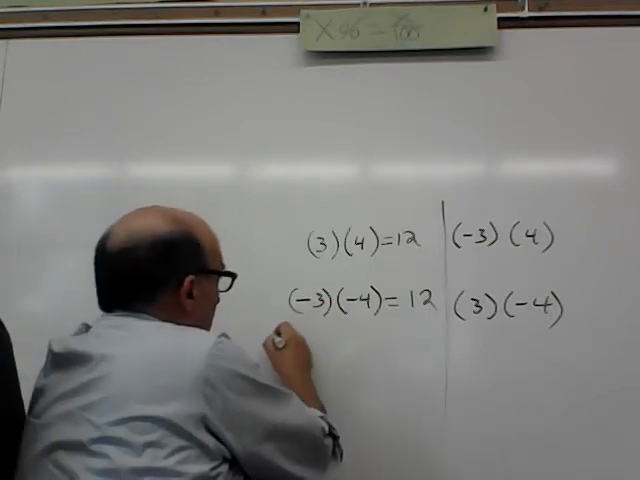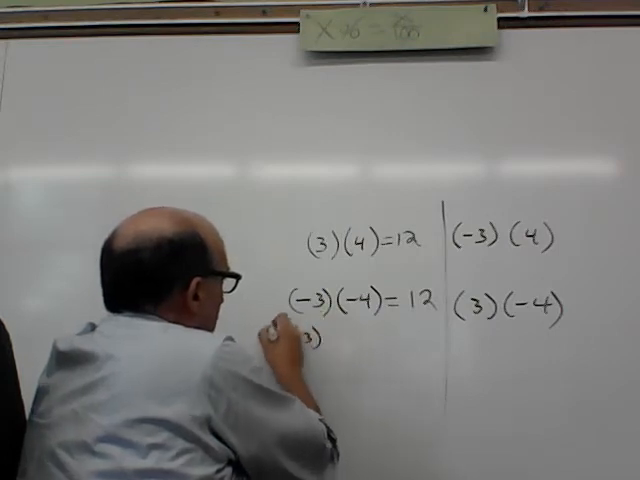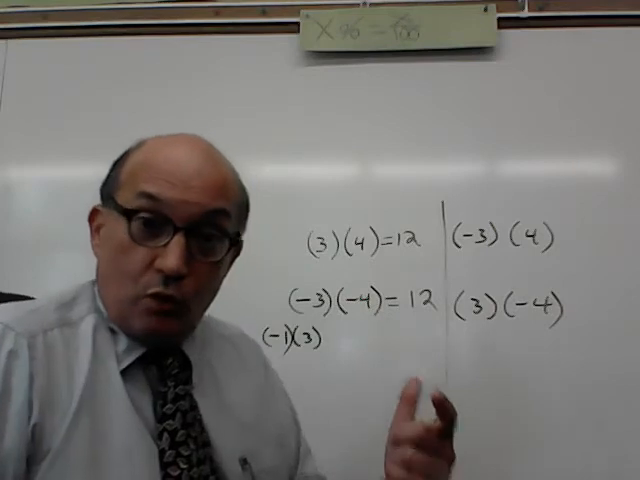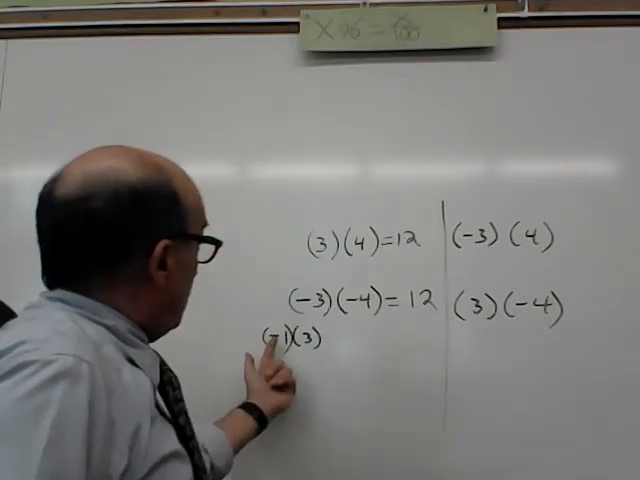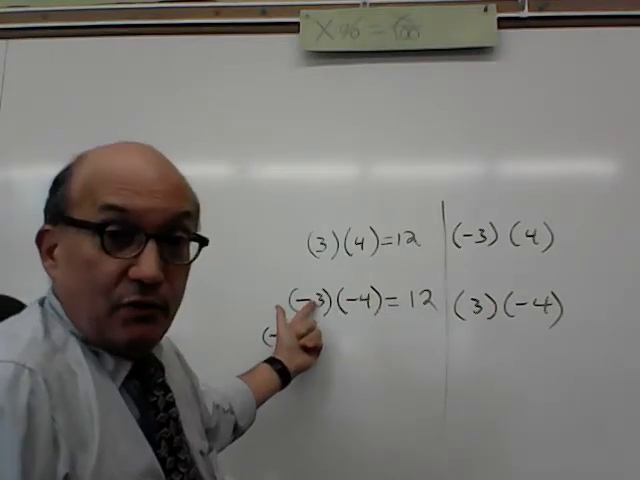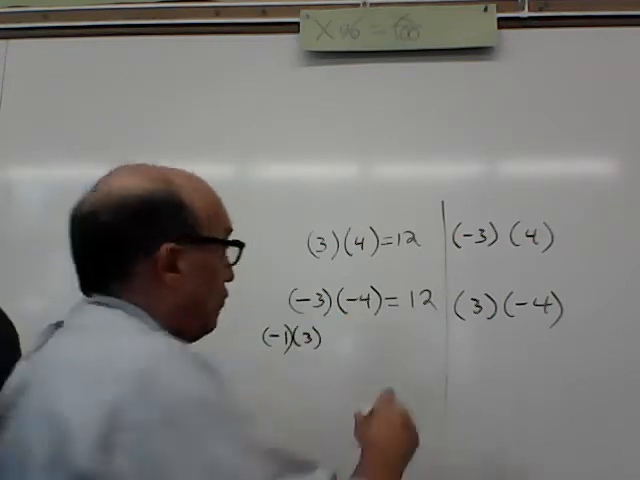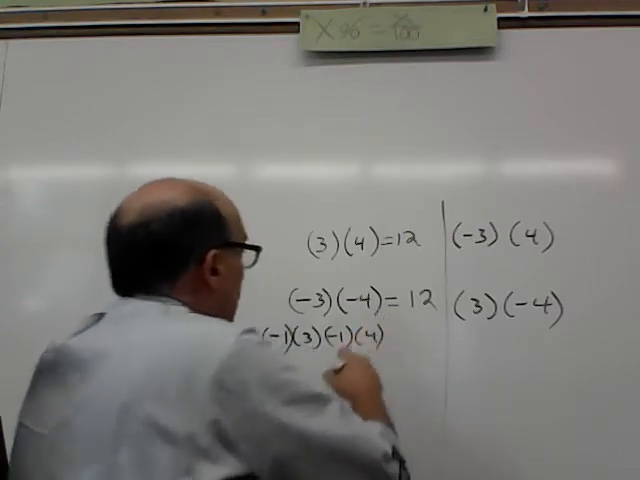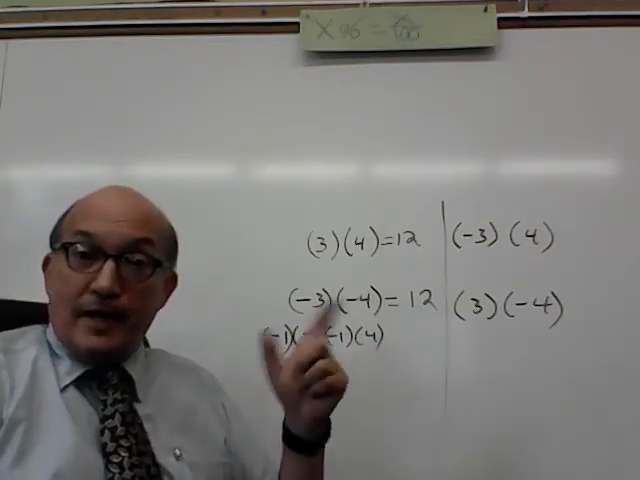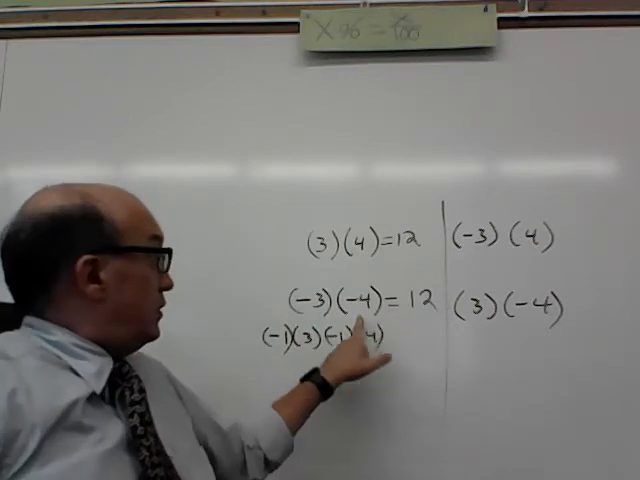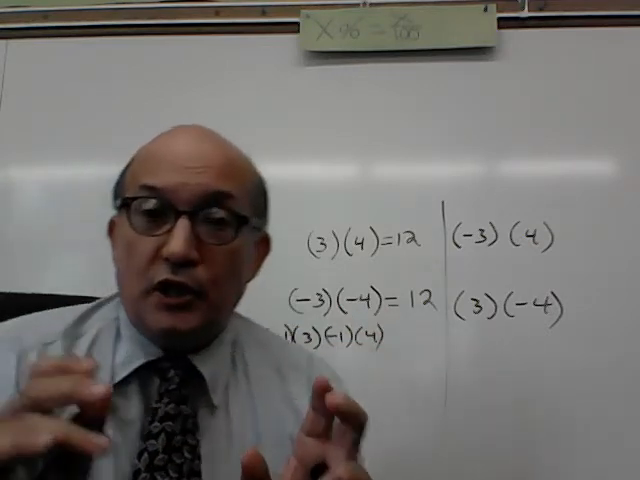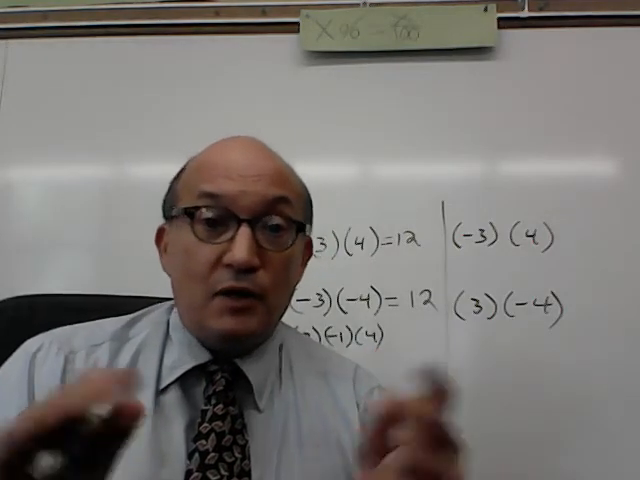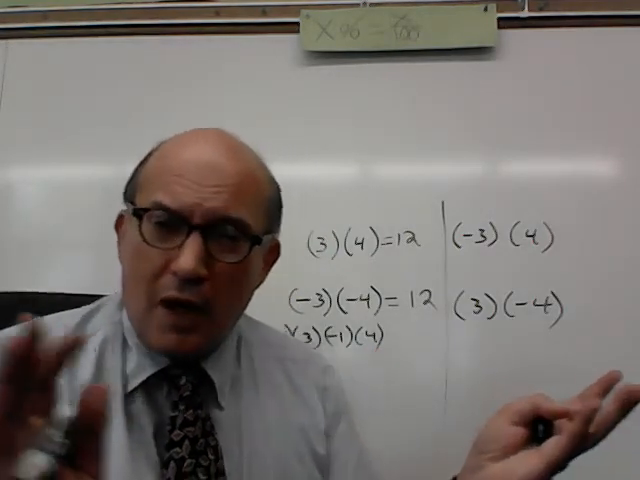-3 can be written as -1 times 3, right? When you multiply a number by -1, you get its opposite. So -1 times 3 is the opposite of 3, which is -3. And this -4 can be thought of as -1 times 4. Right? -1 times 4 is the opposite of 4, which is -4. The associative and commutative properties of multiplication allow us to multiply a bunch of numbers in any way that we want. So how about if we do this?